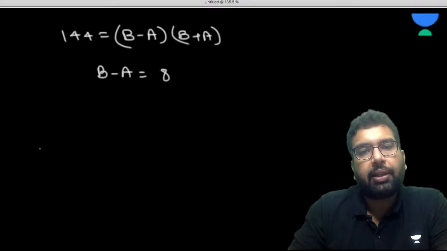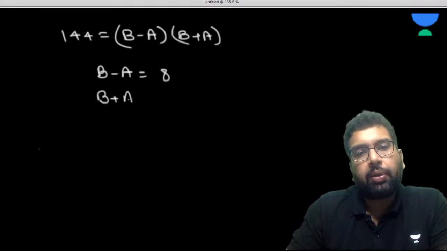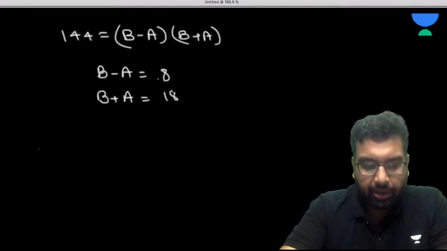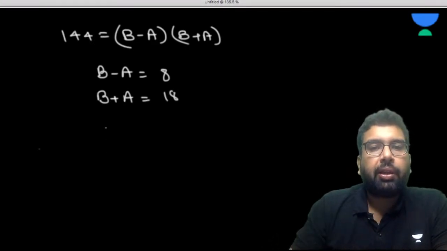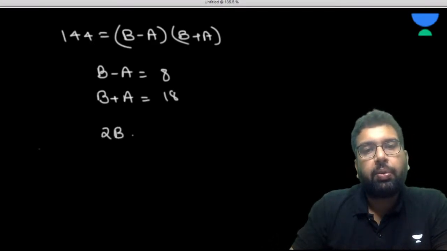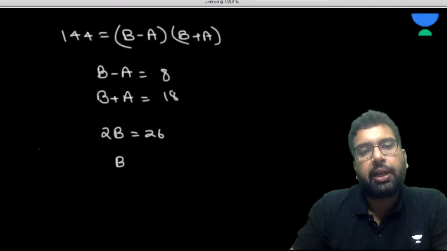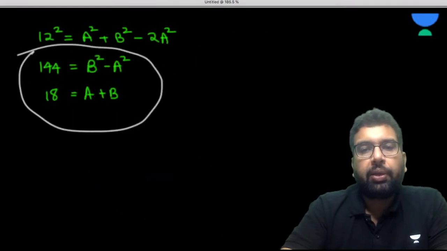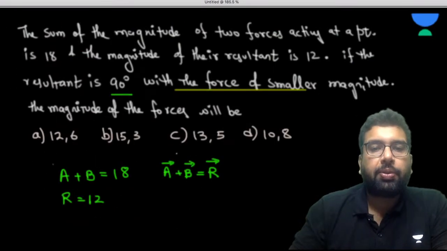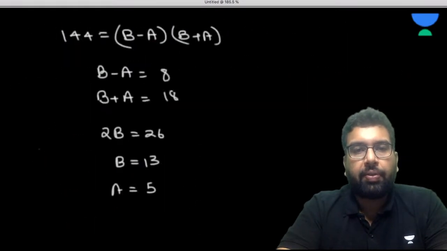Okay, so b minus a will become 8, b plus a is going to be 18. It is given in the question. So from here, what we can say, so 2b is equal to 26, so b is 13. Okay, if b is 13, a is going to be how much? It is going to be 5, right? So what is going to be the answer to this? C option. Clear? Now let's try one more.